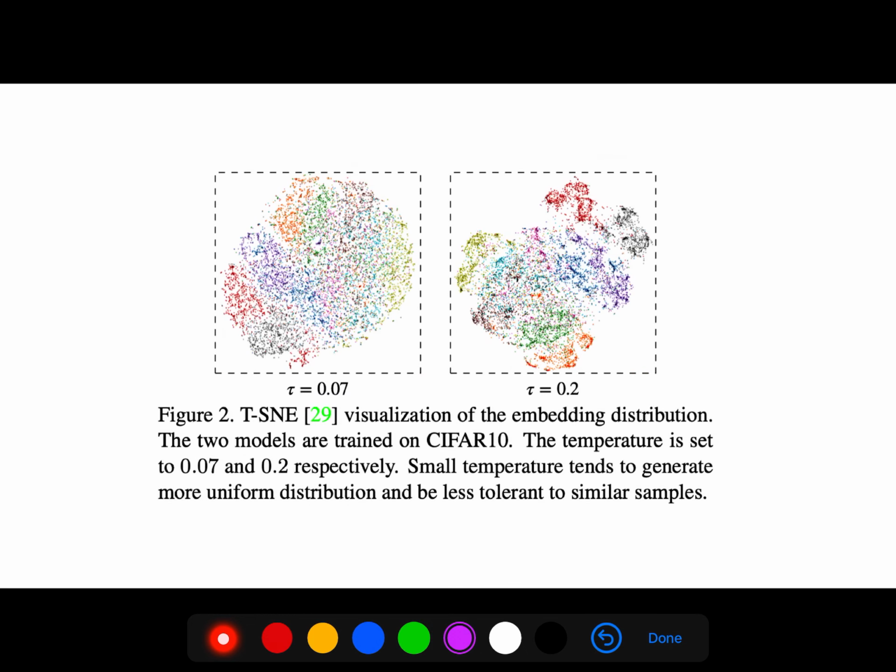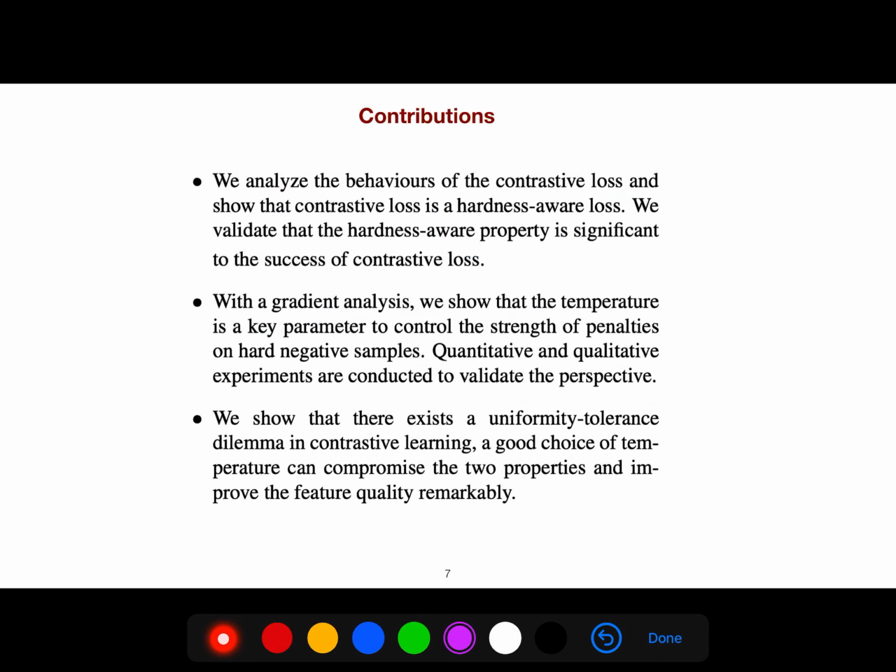For visualization, we use the t-SNE algorithm to visualize the embedding distribution for two different temperatures. You see that when the temperature is very small, you have a different distribution than when it is big. A small temperature tends to generate a more uniform distribution, and it is less tolerant to similar samples.